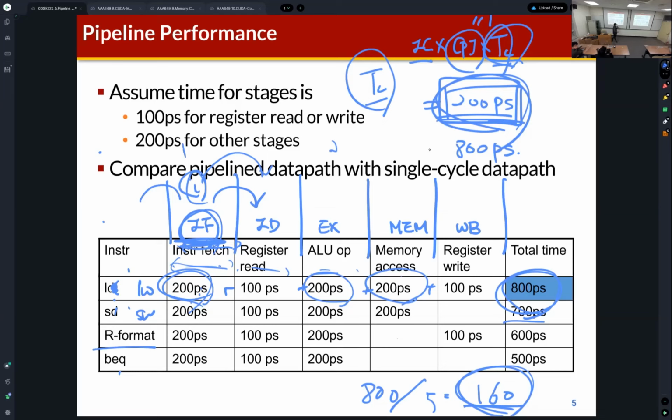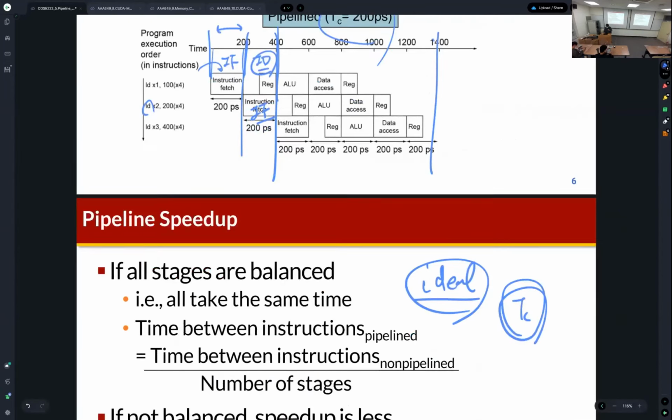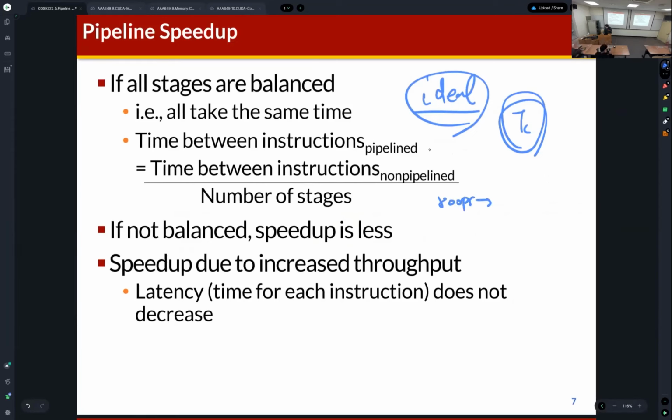And as we learned from the data system design, the longest delay determines the clock period. So the clock period becomes 200 picoseconds. Even though the 800 picosecond clock period of the single cycle processor is divided into 5 stages, the clock period of this pipeline processor becomes 200 picoseconds.